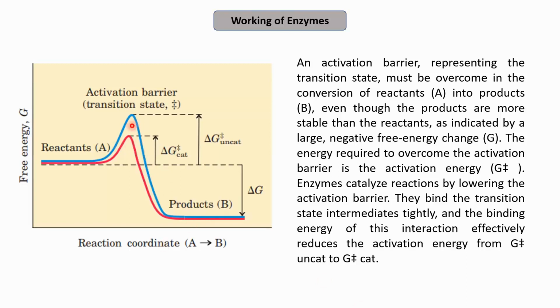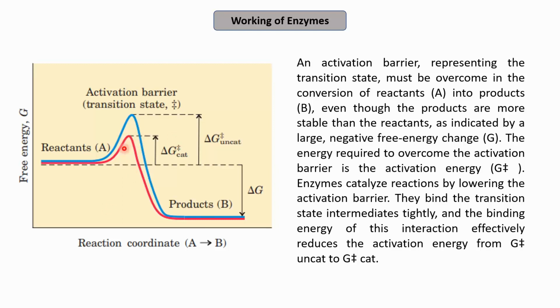So we can see that there is a decrease in the activation barrier that it has to cross. Therefore, it can cross the activation barrier even with a very small change in the energy. So they bind the transition state intermediates tightly, and the binding energy of this interaction effectively reduces the activation energy from uncatalyzed to the catalyzed.